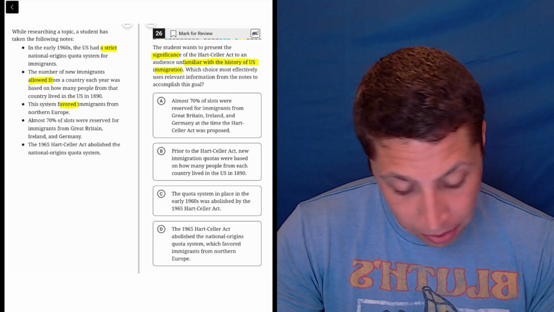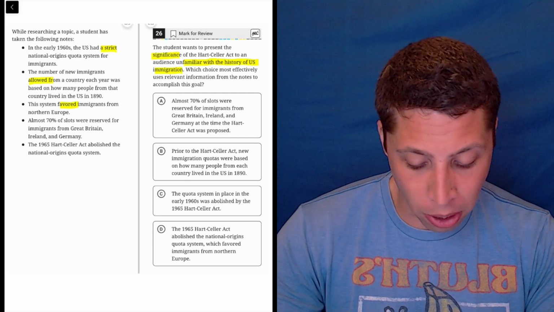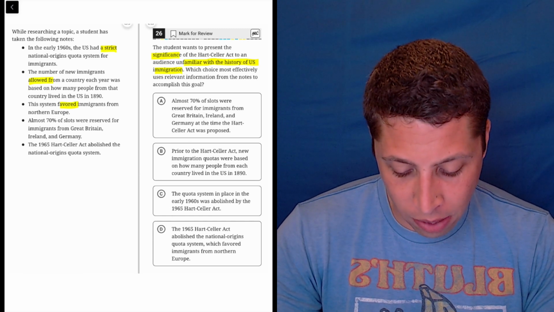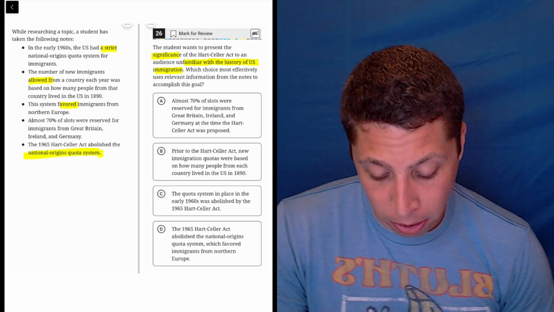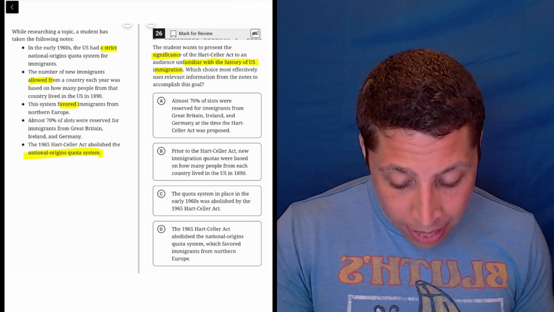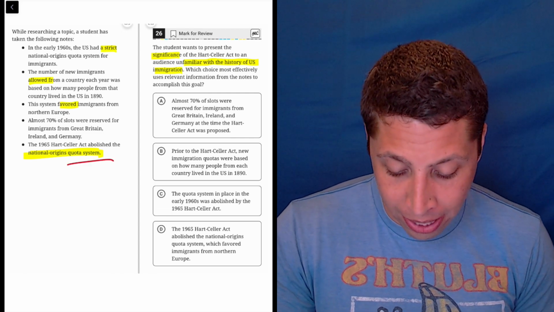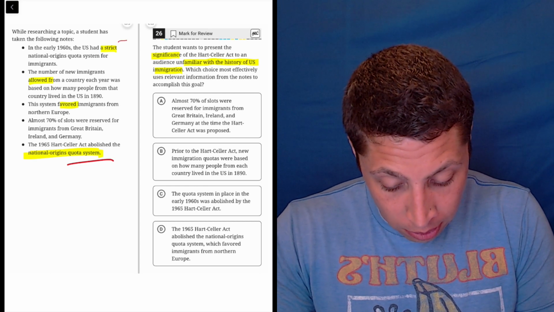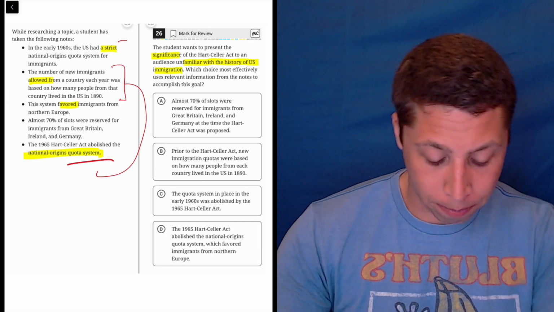Okay, so all this seems to be saying maybe some things that might be background information. I doubt we're going to use all of it, though. Almost 70% of slots were reserved for immigrants from Great Britain, Ireland, and Germany. The 1965 Hart-Celler Act abolished the national origins quota system. So this is definitely going to be part of it, right? We need to talk about what this act did. So abolishing the quota system, my guess is that we're also going to need to define what the quota system is, which seems to be bullet point 2. I don't know. Let's look at the choices and see what we get.